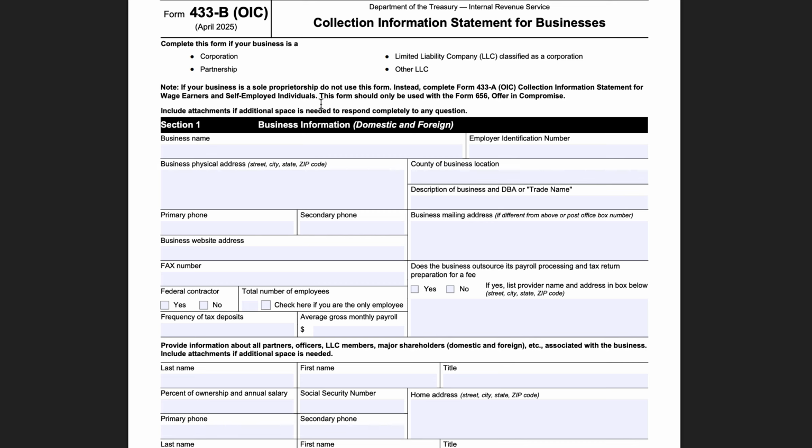So that's all we have. Again, this is a collection information statement for businesses. This is the business submitting an offer and compromise. You may find yourself in a position where you're having to do this for a business and on the personal end. Those would be 2 separate transactions that you would need to submit to the IRS based on your situation. However, if it is a single business owner or a sole proprietorship, you would put all of that information on one form, the 433A. So that's all we have for this video.